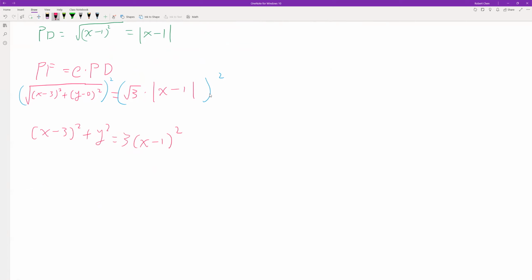All right, let's expand the x minus 3 squared and x minus 1 squared. We have x squared minus 6x plus 9 plus y squared is equal to 3 times x squared minus 2x plus 1. All right, expand the right-hand side.